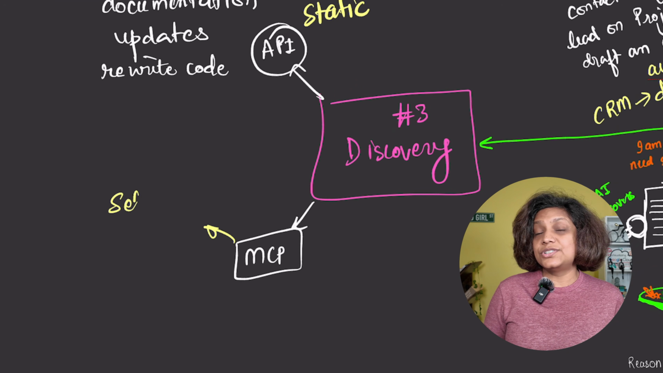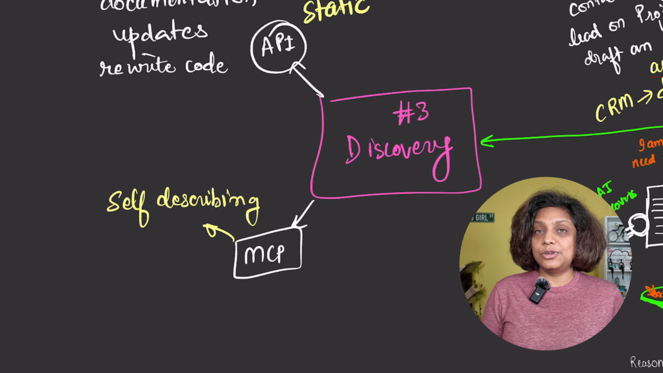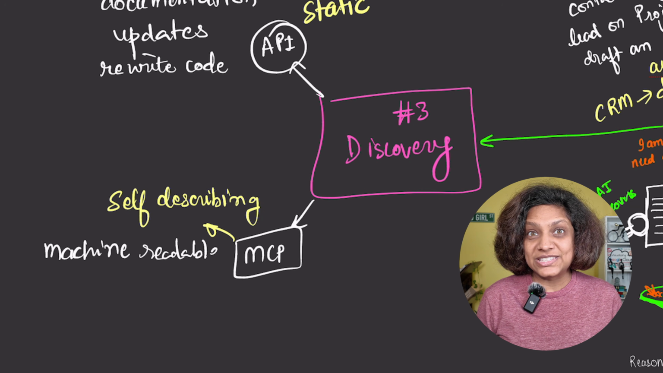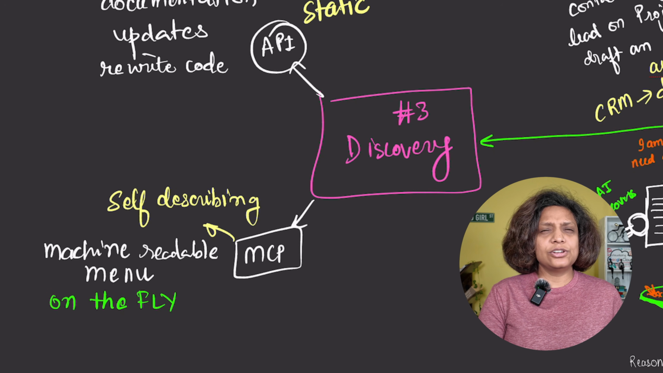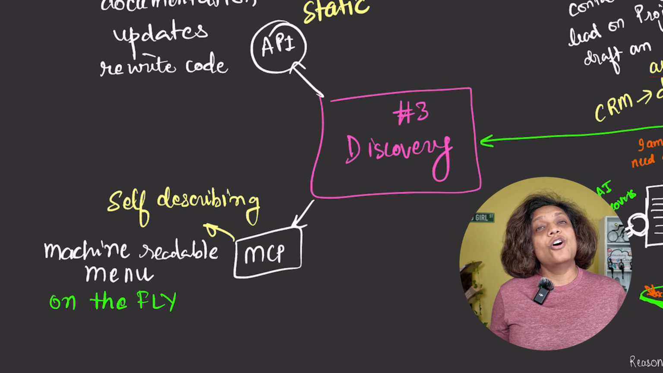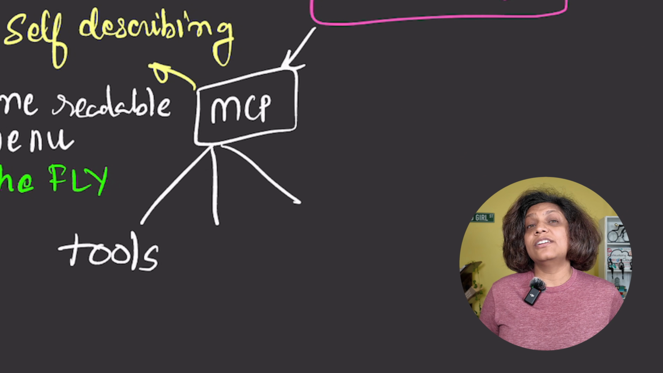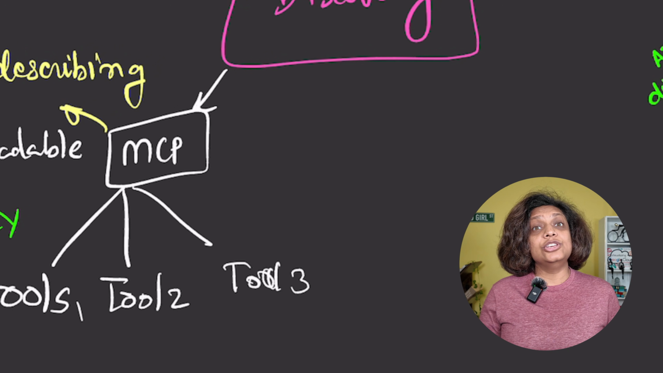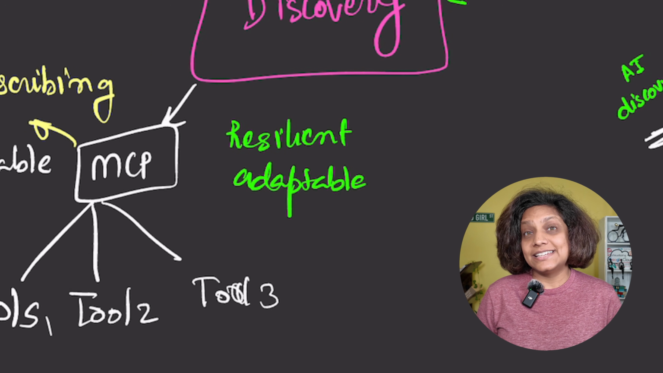Now, MCP servers are self-describing. When an AI agent connects to an MCP server, the server provides a machine-readable menu of its capabilities on the fly. This means an AI agent can always access the most current set of tools without relying on external documentation. Tools can be added, removed, and updated on the server, and the AI agent will immediately understand the new state of affairs. This makes the system more resilient and adaptable.